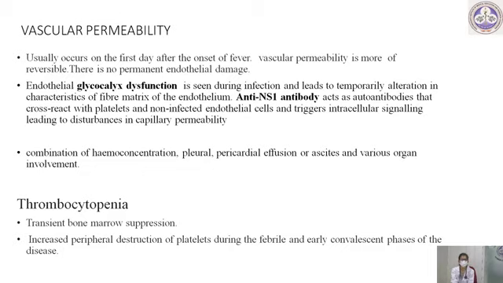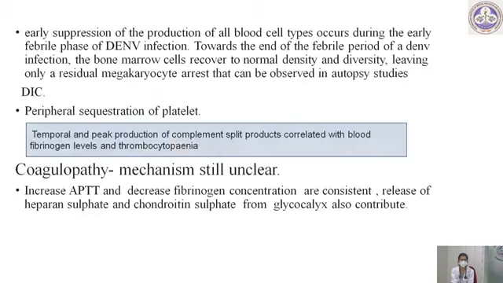The thrombocytopenia in dengue is believed to be due to 3-4 reasons. That is transient bone marrow suppression, increased peripheral destruction of platelets during the febrile and early convalescent phase of disease, and there is a suppression of the production of all blood cell types during the early febrile phase of dengue virus infection. And towards the end of the febrile period, the bone marrow cells recover to the normal density and diversity.